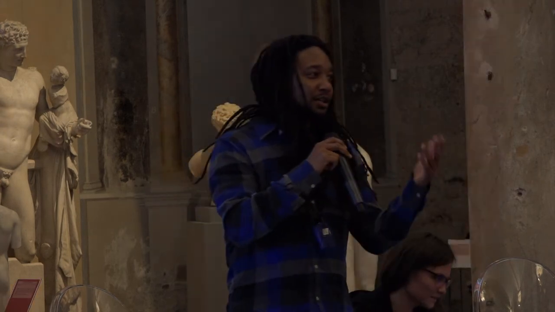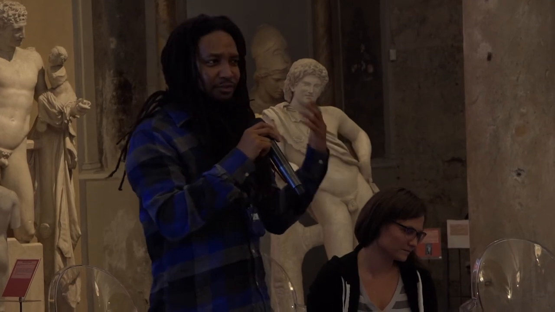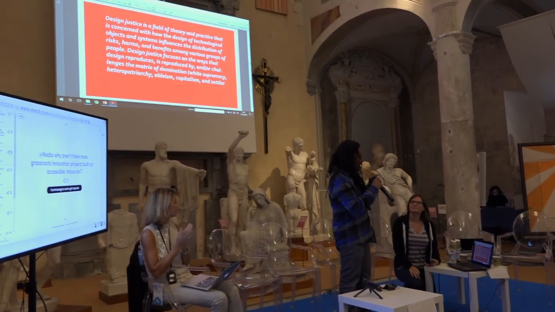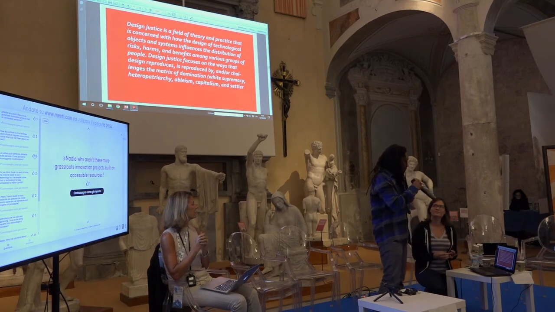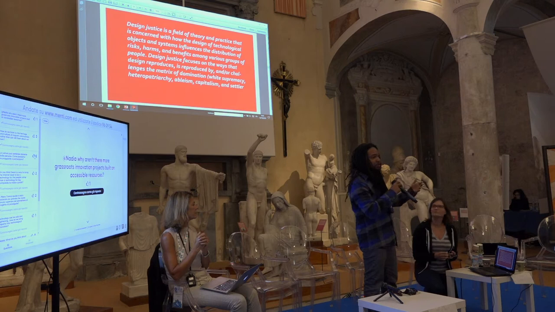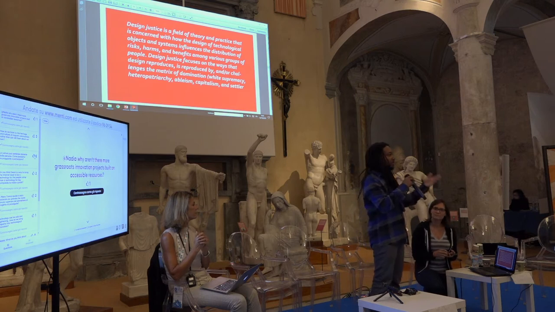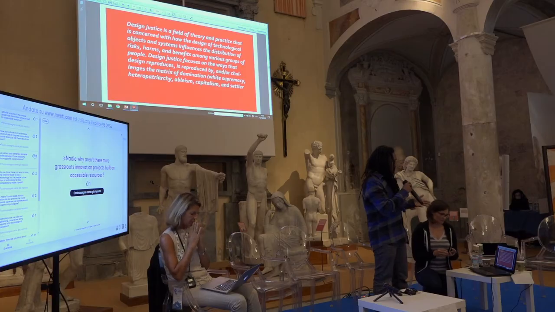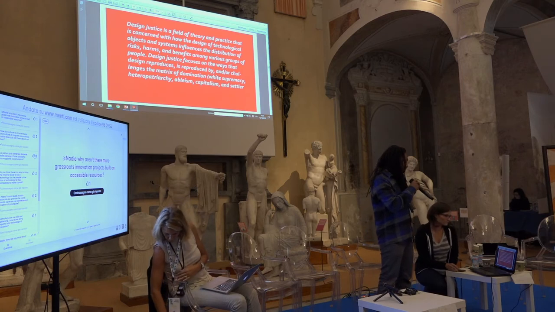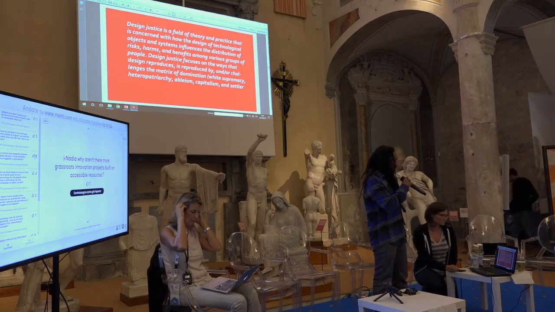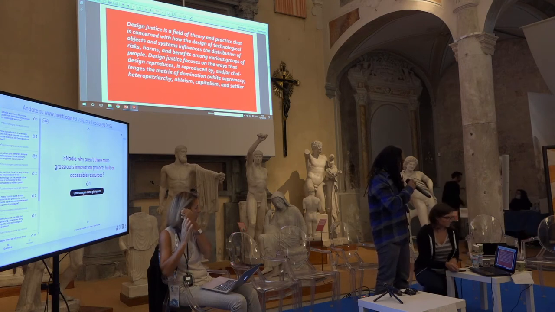get into a project that me and Victoria have been working on for the past 4 years that has lineages and roots in deeper movements than just this. We've been working on a project called Design Justice Network. I wanted to quote Sasha Costanza-Chock, one of our committee members of the Design Justice Network. They say, design justice is a field of theory and practice that is concerned with how the design and technological objects and systems influence the distribution of risk, harms, and benefits among various groups of people.